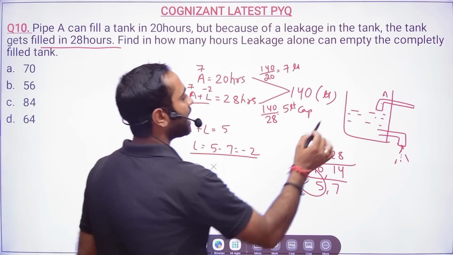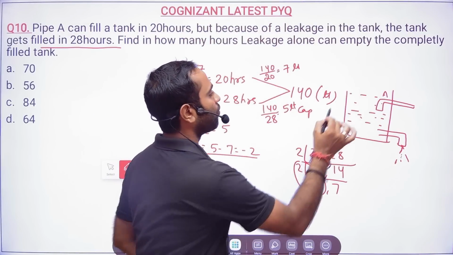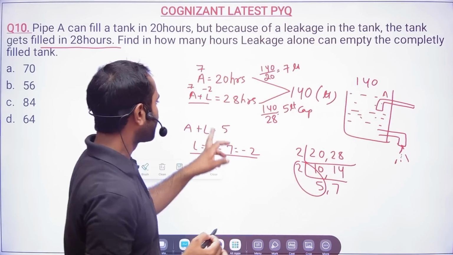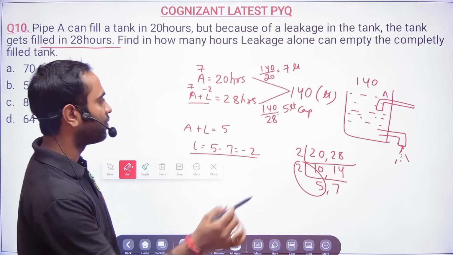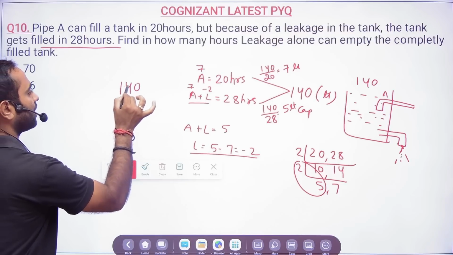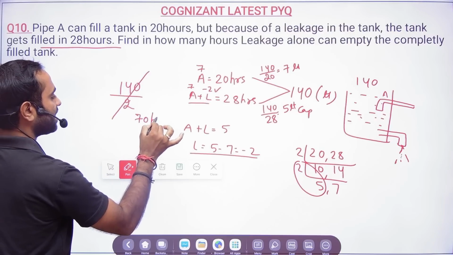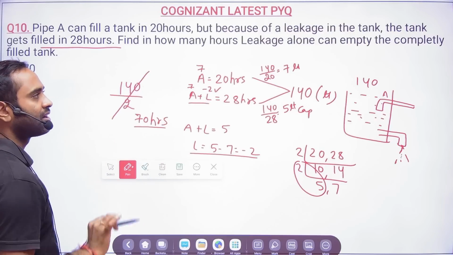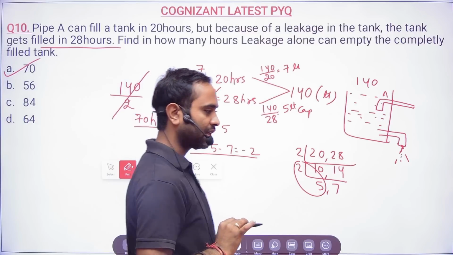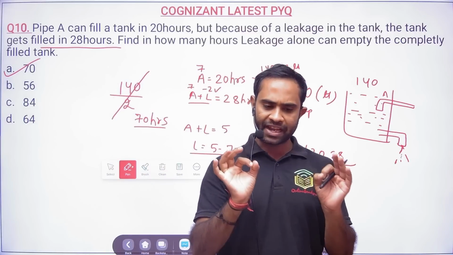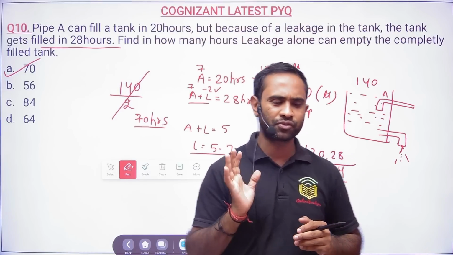Okay. Now what they are telling is, in how many hours can the leakage alone empty the completely filled tank? Now A completely filled the tank. So total capacity is 140 liters. And we know because of the leak, every hour 2 liters is getting removed. So the leak will take 70 hours to completely empty the tank. So 70 hours, option A will become the correct answer, right? Friends, understanding the question, understanding the concept is very, very important.